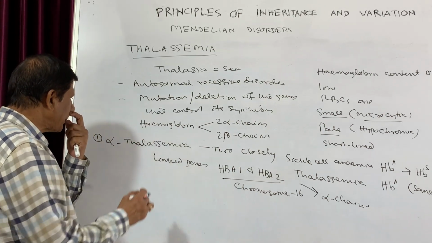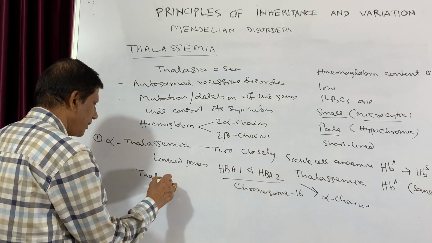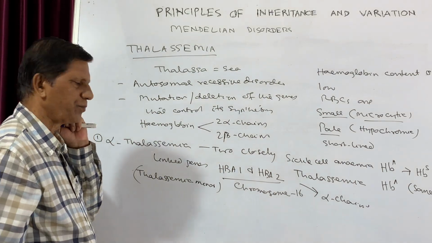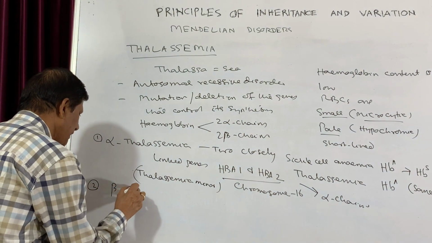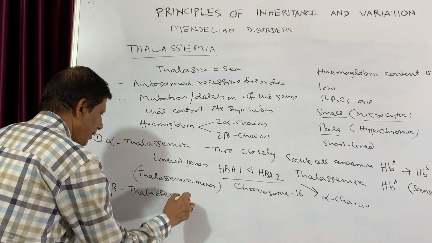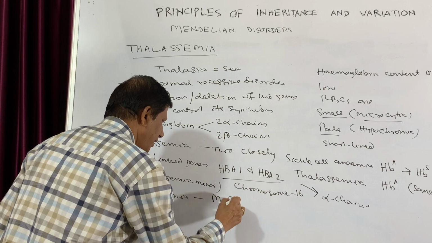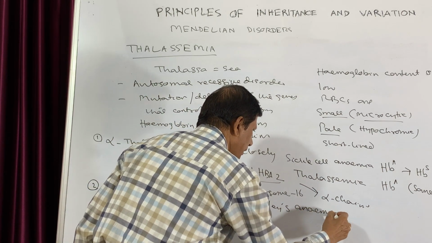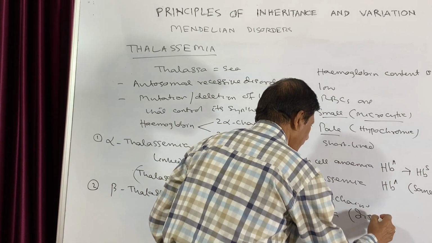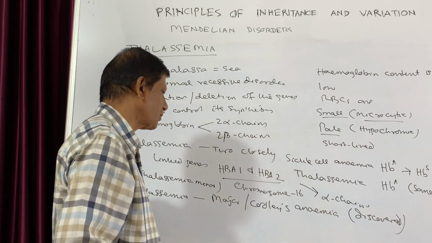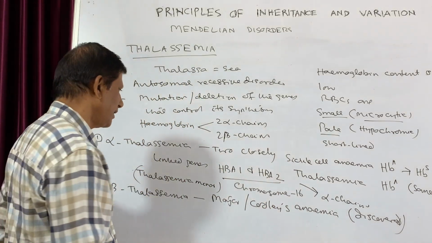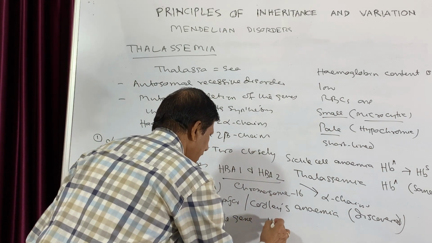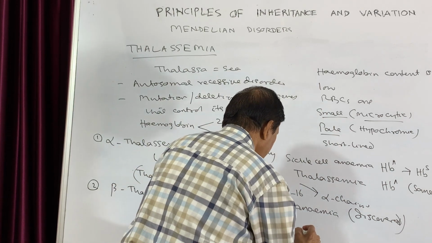In this case, alpha thalassemia is also known as thalassemia minor, because the symptoms are not so severe. But the second one is beta thalassemia. It is also known as thalassemia major, or Cooley's anemia, because Cooley is the name of the discoverer. Here there are two genes in alpha, but in this case there is a single gene, that is HBB, and this is present in chromosome number 11.